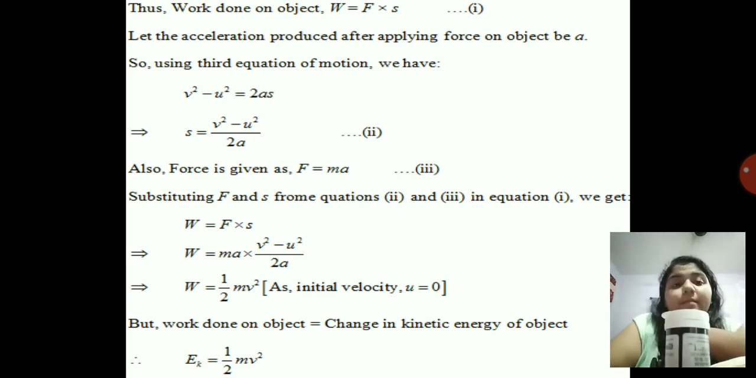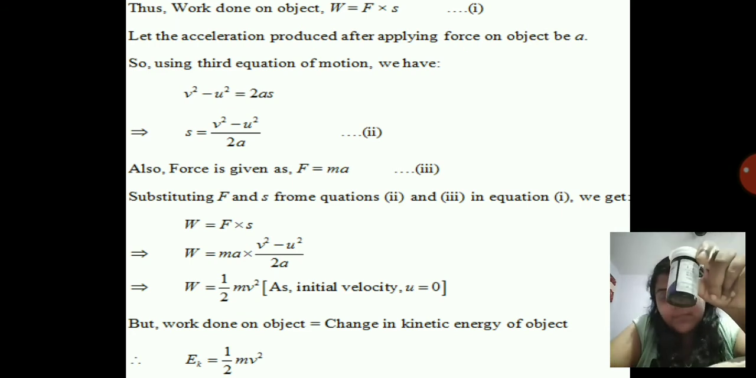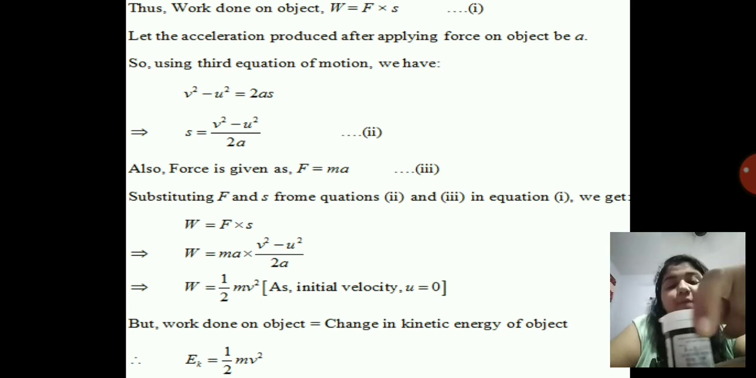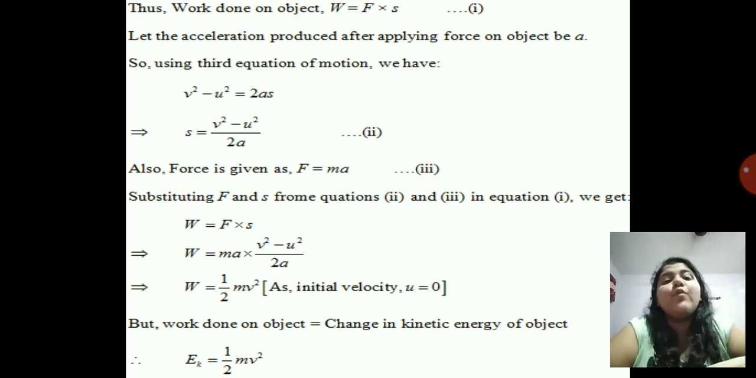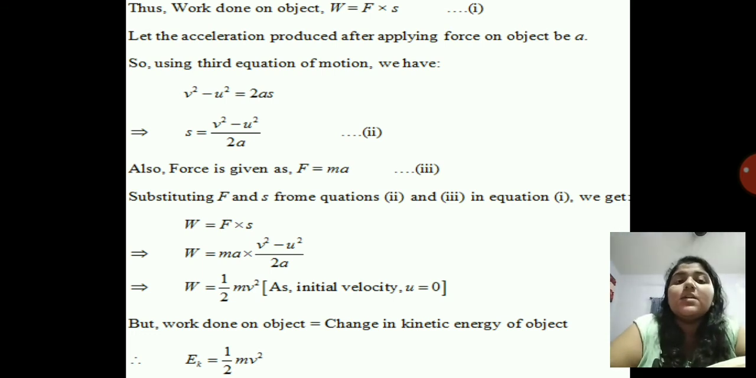Before lifting, is there any velocity taking place? No. So this is called initial velocity, that is u. So initial velocity is 0. Now when I am taking this to a certain height, then what is happening? It is v, that is the final velocity. So before lifting it, or before the work is done, the initial velocity is always 0. That's why u is equal to 0.